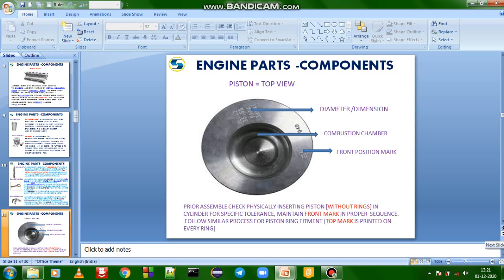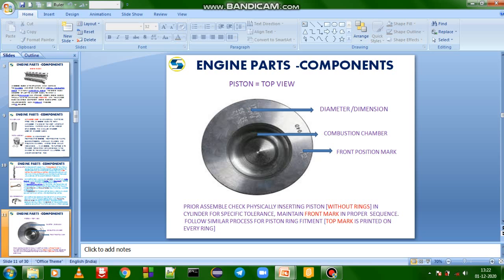This is the piston and this shows the top view of the piston. There are embossed markings. Number 1 mentions the dimension or the diameter of the piston. Number 2 is called the combustion chamber, where the fuel ignites when the piston is at the compression stroke. It burns the fuel and air mixture at the compression stroke. And number 3 is the position mark of the piston. This mark should always be maintained at the front side of the engine.